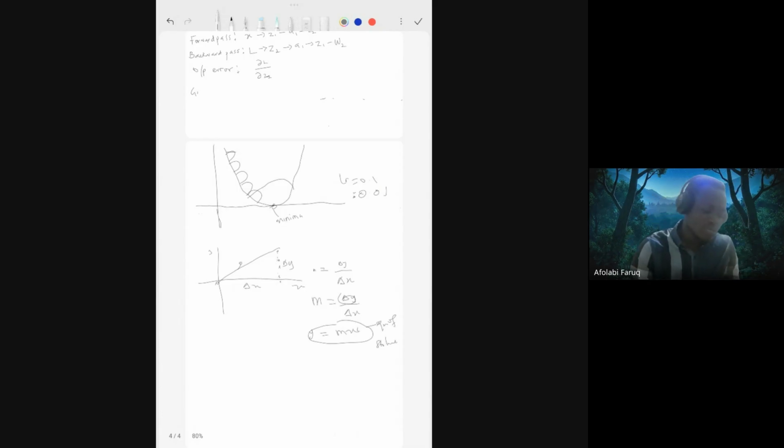To get this perfectly, we could also measure the intercept. The intercept is the distance between where this line crosses the y-axis and the origin. So we can say y equals mx plus c, where c is the intercept. But in machine learning, we say y equals wx plus b.